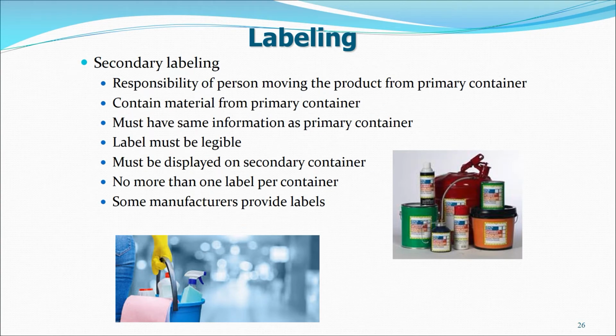The person who transfers a chemical product from the original or primary container into another container is responsible for labeling the secondary container. The label must contain the same information as the primary container, must be legible, will be displayed on the secondary container, and there will be no more than 1 label per secondary container.